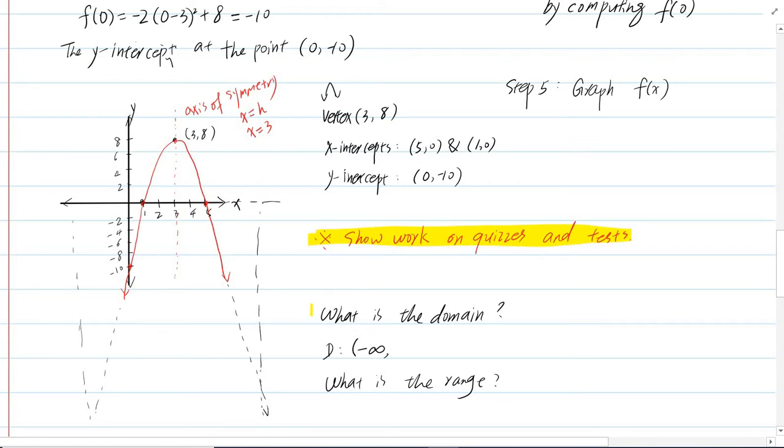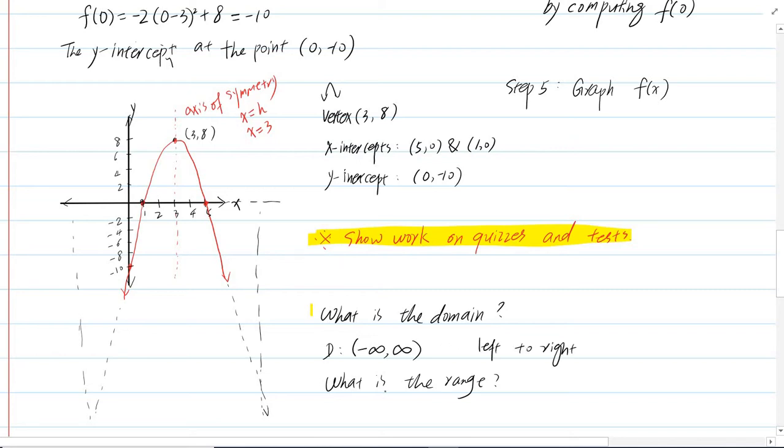Is it going to get greater forever? The answer is yes. Then you have to write your domain is from negative infinity to infinity. Okay? So you look from left to right.